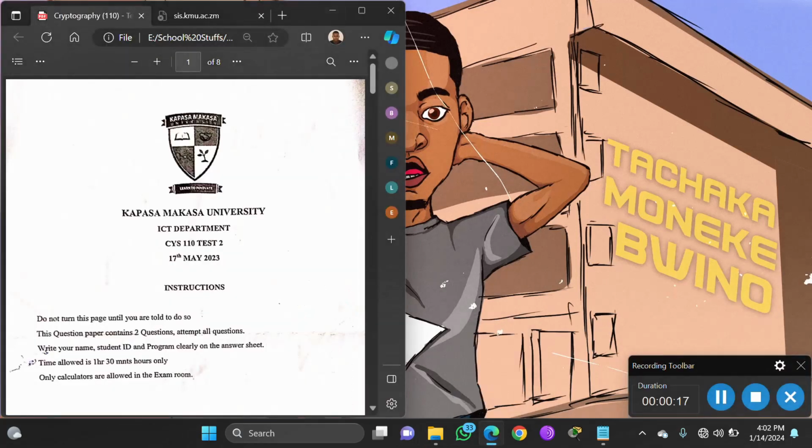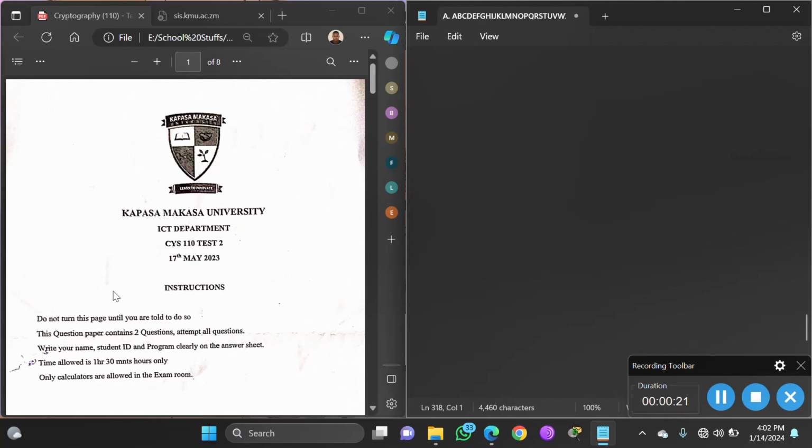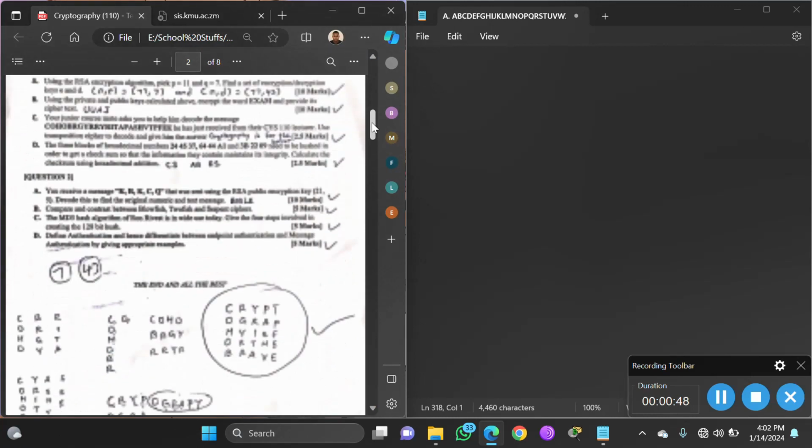Okay, so the instructions were: do not turn this paper until you are told to do so. This question paper contains 2 questions, attempt all questions. Write your name, student ID, and program clearly on the answer sheet. Time allowed is 1 hour 30 minutes only. Only calculators are allowed in the exam room. Okay, so we can now check out the questions you are supposed to answer.